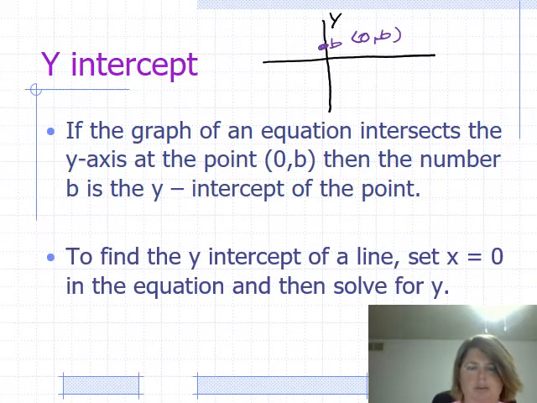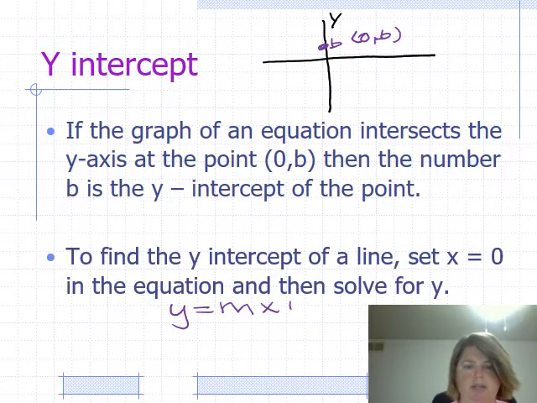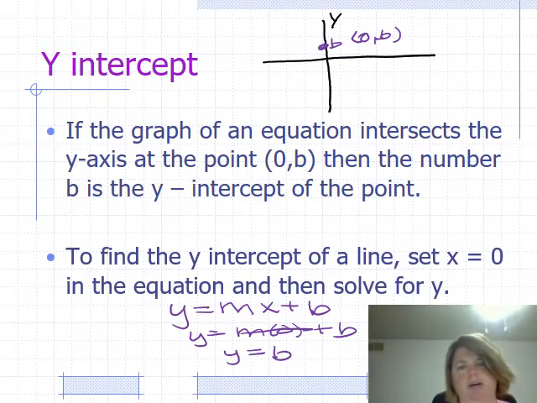So if you wanted to find the y-intercept of a line, you would set x equal to 0. So if I had the equation y = mx + b, and I wanted to solve for the y-intercept, I would set x equal to 0. m times 0 is 0, and I would get y = b, which is why the number b is the y-intercept.